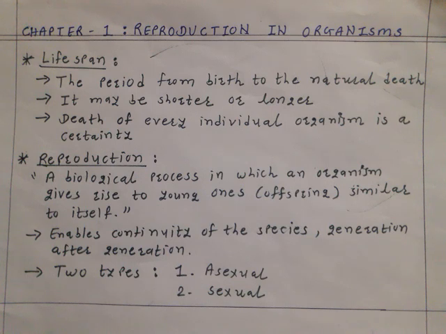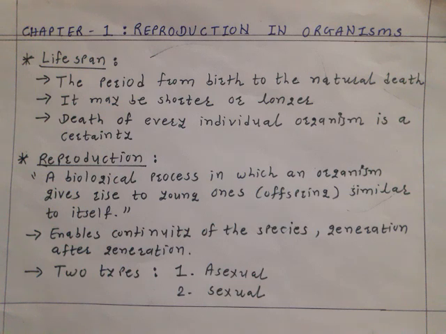One term is important here: lifespan. What is lifespan? Lifespan is the period from birth to the natural death of a living organism. It may be shorter or longer, but death of each and every organism, each and every individual, is an essential event of their life cycle.